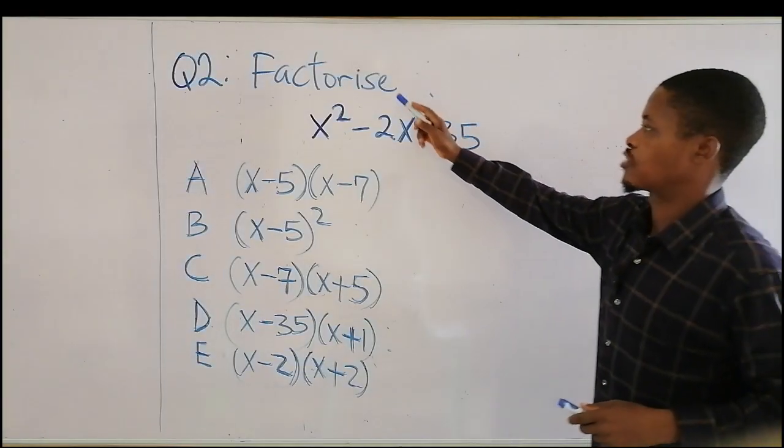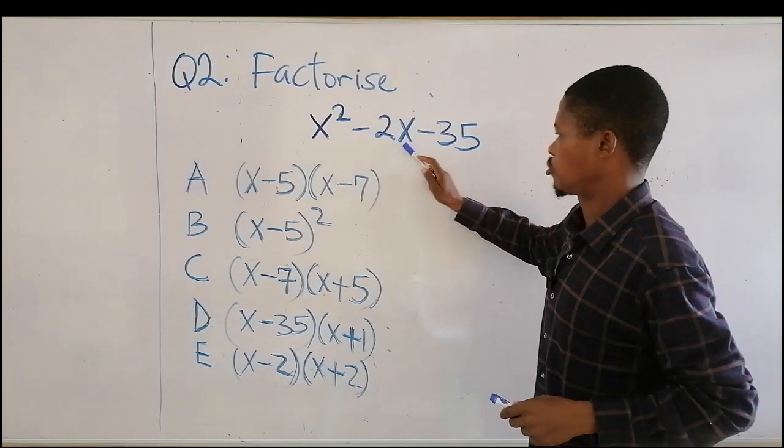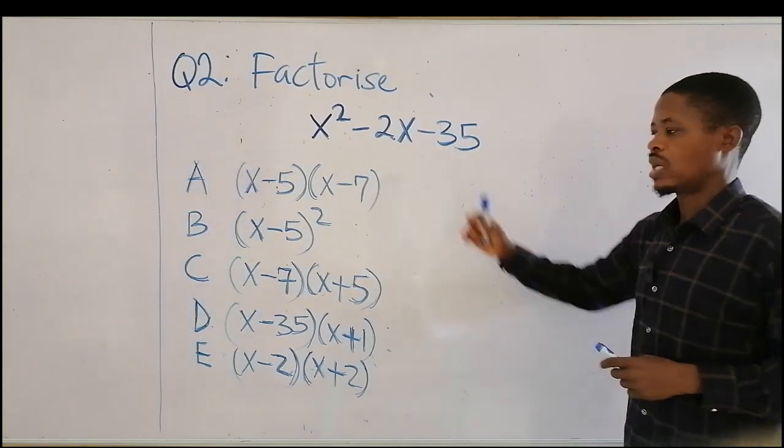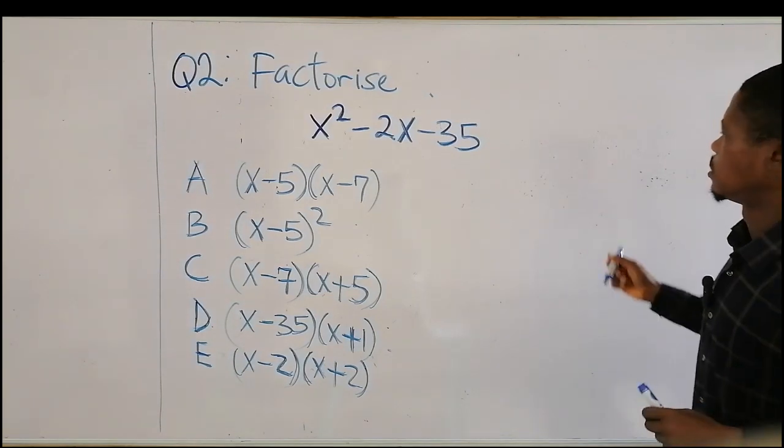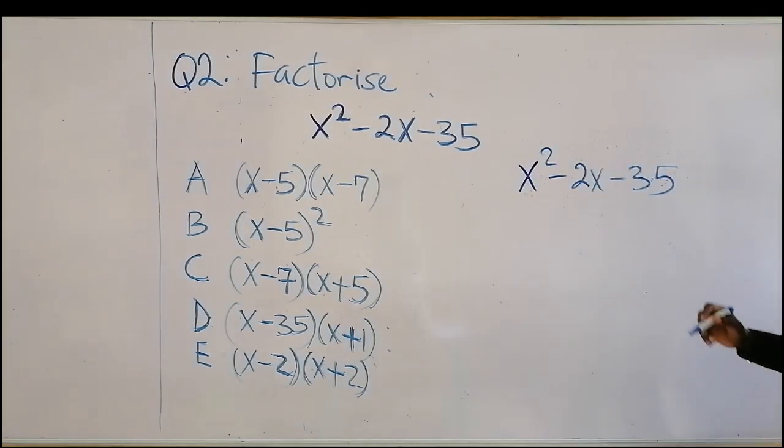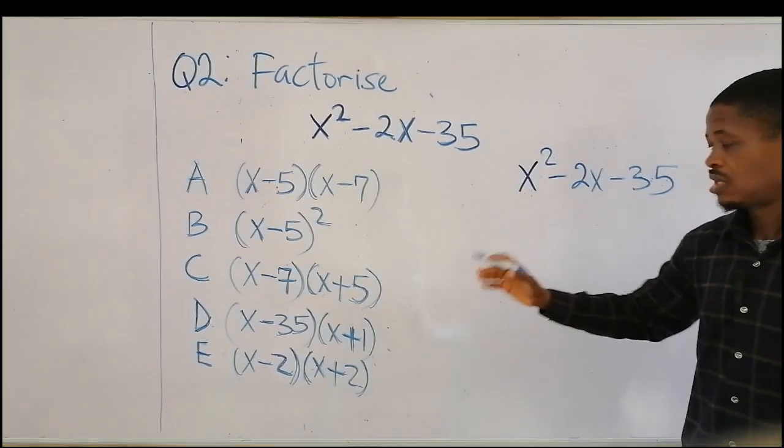Question 2, factorize x squared minus 2x minus 35. And then we have the options. Okay, let's go straight to the solution of this question. I'm going to explain step by step how to factorize.